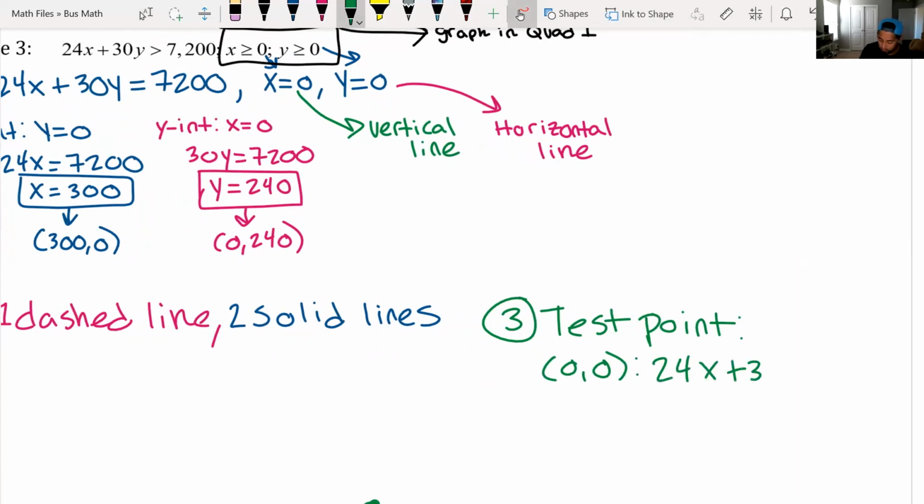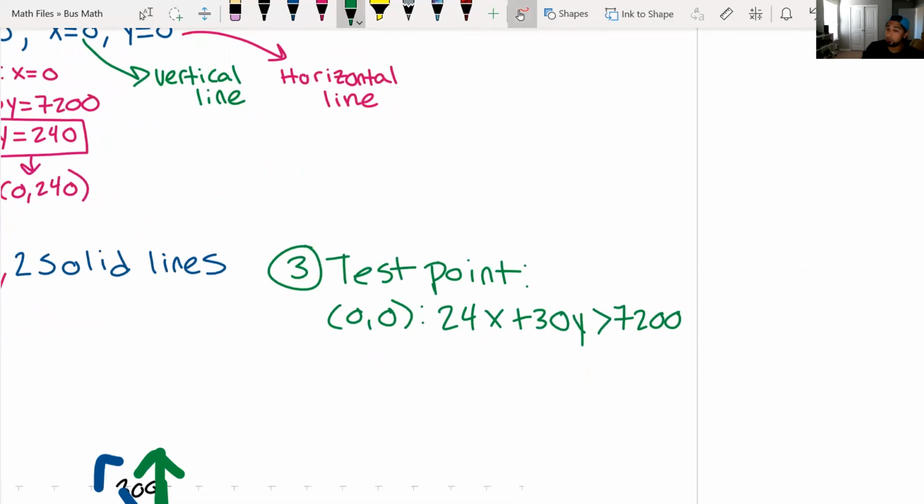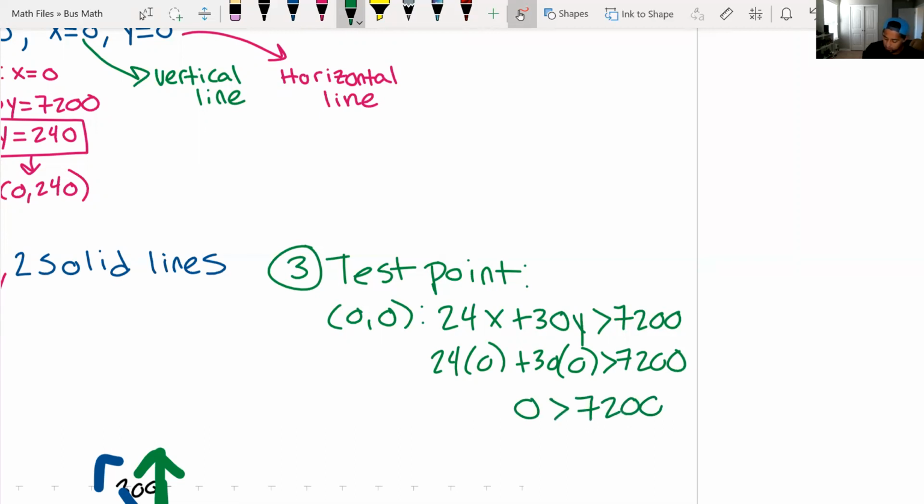24x plus 30y greater than 7,200. Okay, now if I plug in 0, I'll get 24 times 0 plus 30 times 0 greater than 7,200. This means we get the statement 0 is greater than 7,200. Now, is that a true statement? And that answer is no. This is false.